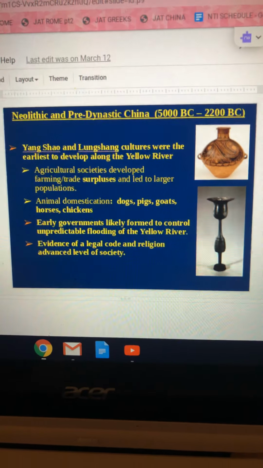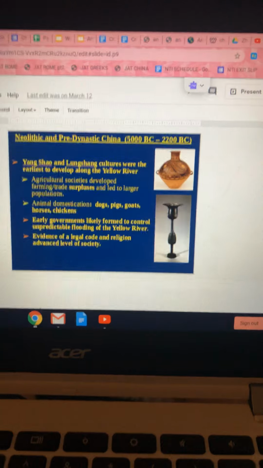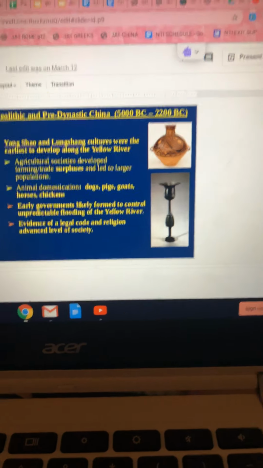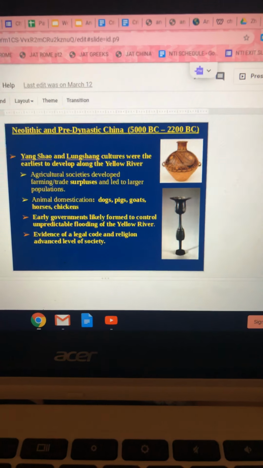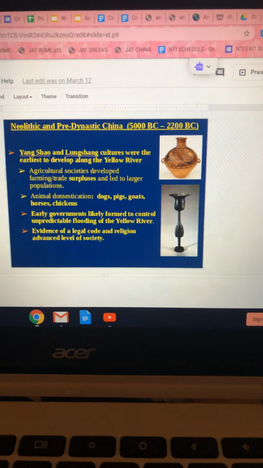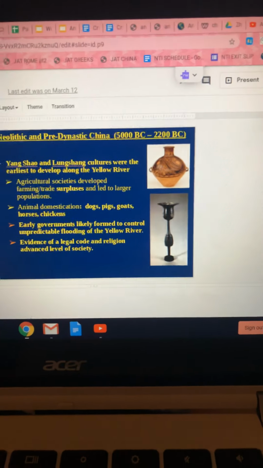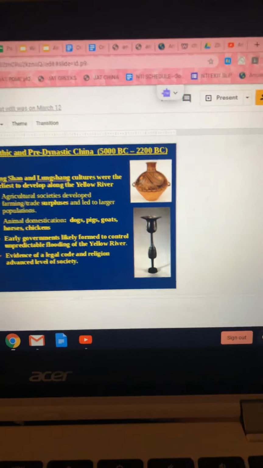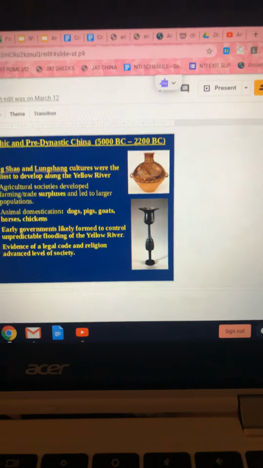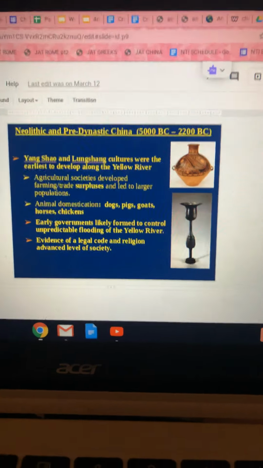It says agricultural societies developed farming trade surpluses that led to larger populations. The more that farming and trade developed during this time period in ancient China and in this part of China, the bigger the population got. Right, and what this is going to lead to is the more the population grows, the more government they were going to need in order to be able to control the people, their economy, their trade, and the laws and how people acted.